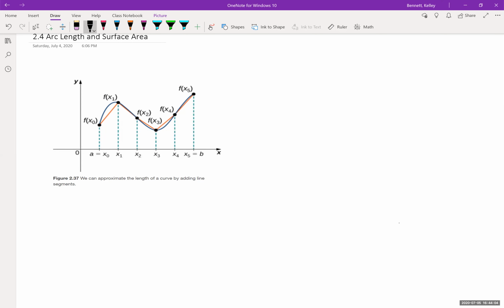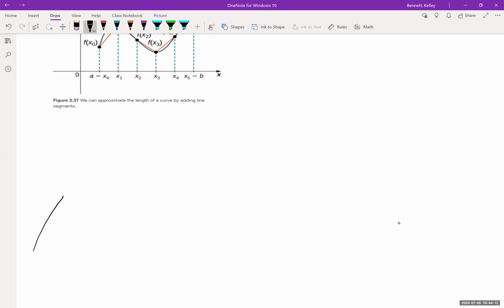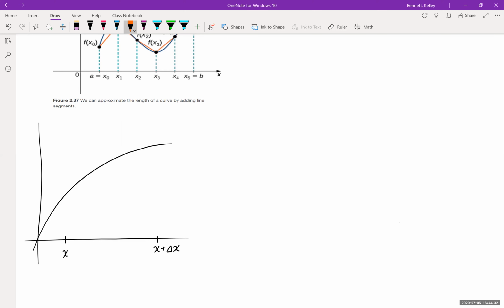So if I zoom way in on a hypothetical curve f of x, so let's say this is a really up close look at f of x. If this is some value x, and let's say this is another short distance later, this is x plus delta x, right? So delta x is meant to be really small. Some really small distance between these two x values.